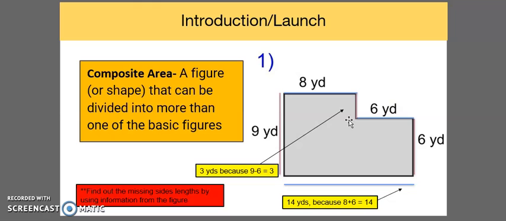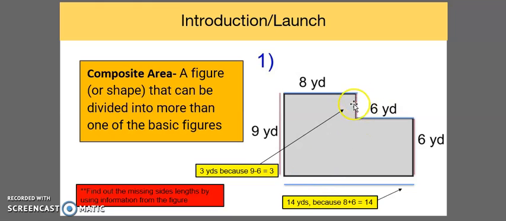Here, we don't know the length of this part, so we can use other information. If we look above, this line is 8 yards and this line is 6 yards. When we combine them, like the blue line here, it would be the same value down here. Therefore, this side would be 14 yards.